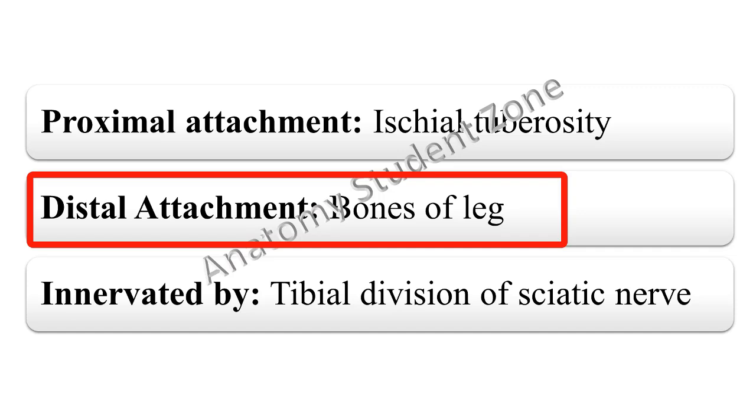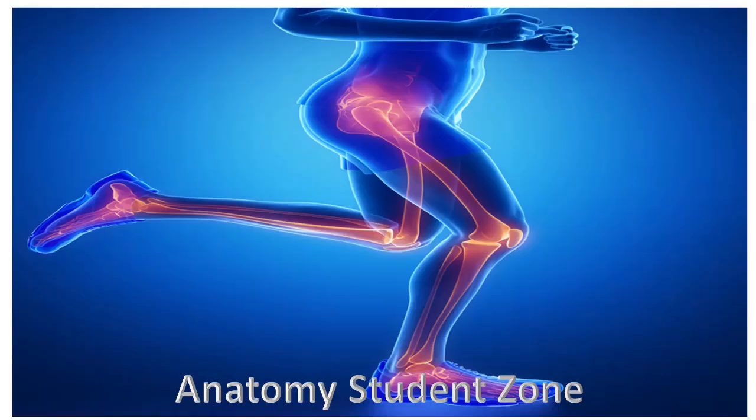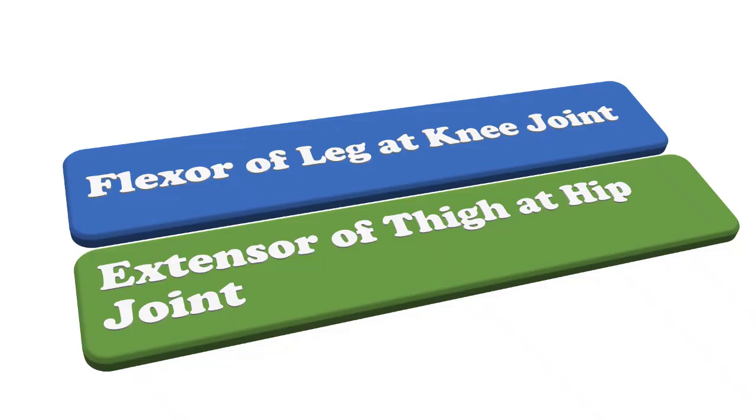The distal attachment of the hamstrings is to the bones of the leg, that are the tibia and fibula, and not to the bone of the thigh, that is the femur. If the distal attachment is on a bone of the leg, it's quite obvious they are going to cross the knee joint. So they span and act on two joints, the hip joint and the knee joint. Hence, the hamstrings are extensors of the thigh at the hip joint and flexors of the leg at the knee joint.